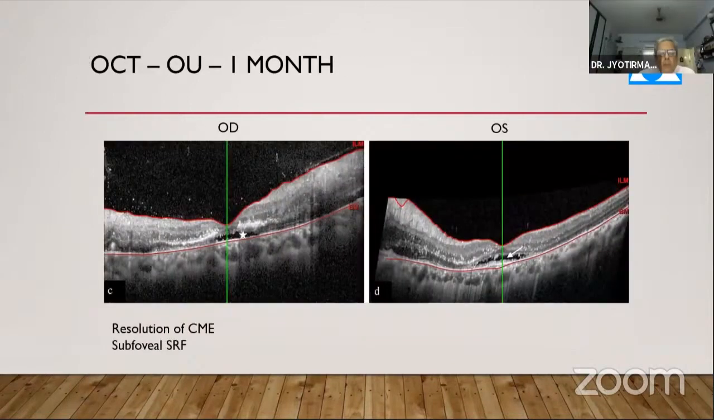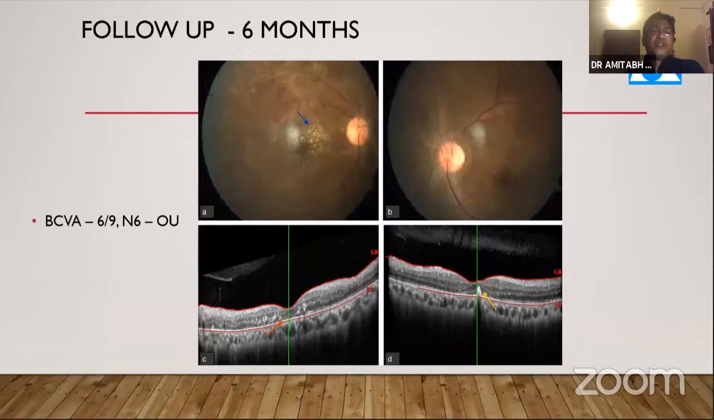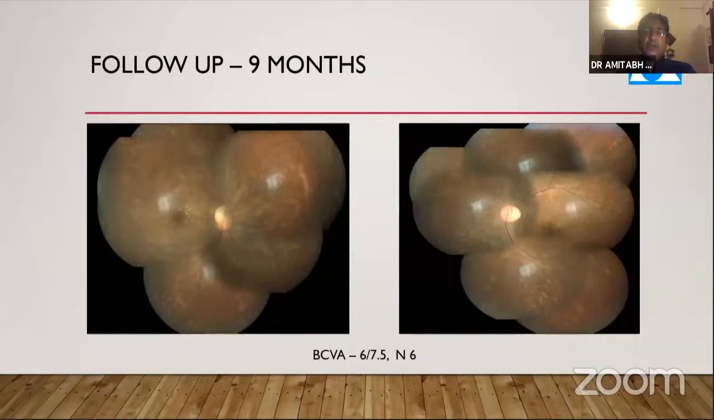At follow-up at 6 months, his vision remained stable at 6/9 and 6/6, and at this point of time, we saw some retinal hemorrhages and macular hard exudates in the right eye, whereas in the left eye, the placoid lesion had resolved, and there were just a few hard exudates, and an OCT scan revealed resolution of the SRF as well. And this is at 9 months, when his best corrected visual acuity was 6/7.5 and 6/6 in both the eyes, with just a few hard exudates in the right eye.